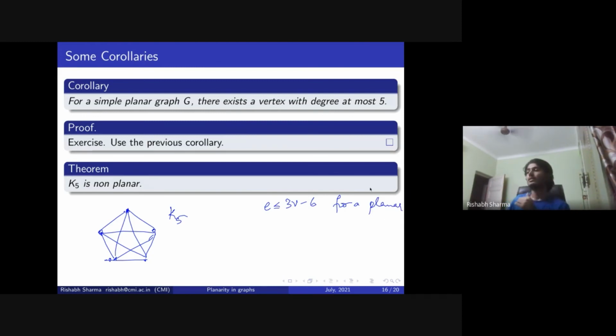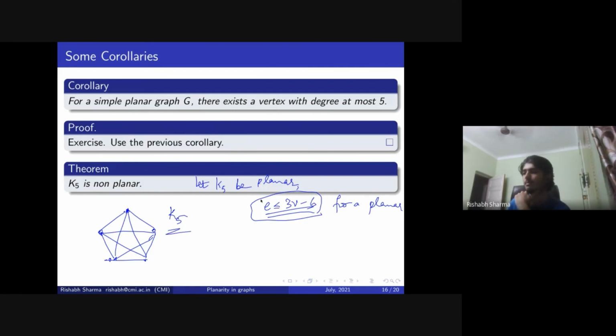Okay. So this is actually very simple. What we do is we assume that K5 is planar. So we suppose that K5 is planar. If it is planar, then we also know that it is simple, right? Because it has no loops or multiple edges or anything. It's a simple planar graph. So we can apply the previous corollary, which means that this result, that E is less than or equal to 3v minus 6, must be true for K5.